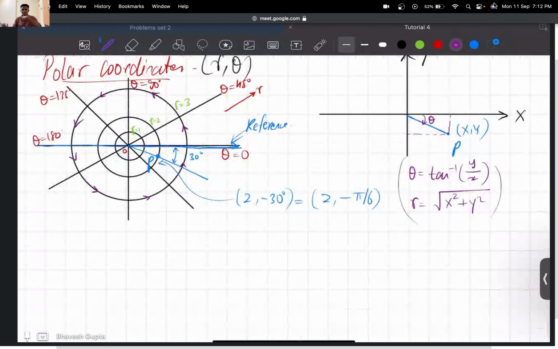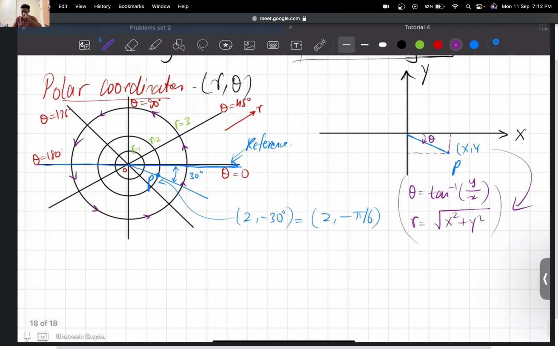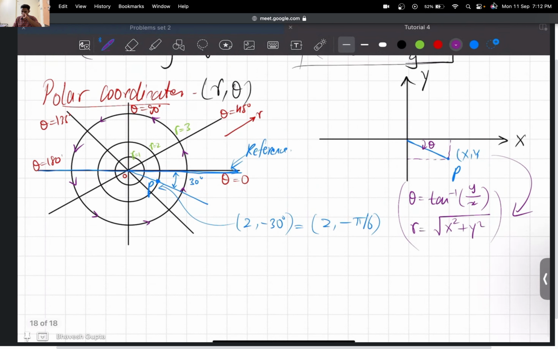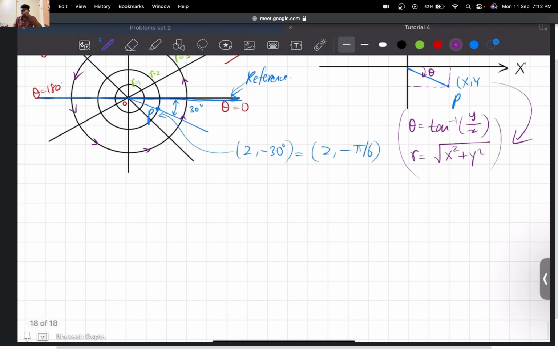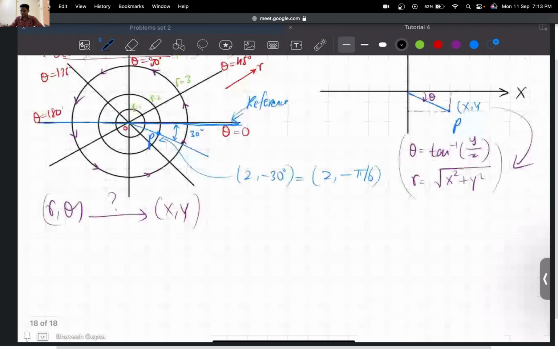So this is how you can convert from an xy coordinate to an r, theta coordinate. Okay, so that's the idea. But what happens if you have an r, theta coordinate? How will you convert this coordinate into xy? And the way we can do this, let me give an example. I have explained how we did this.